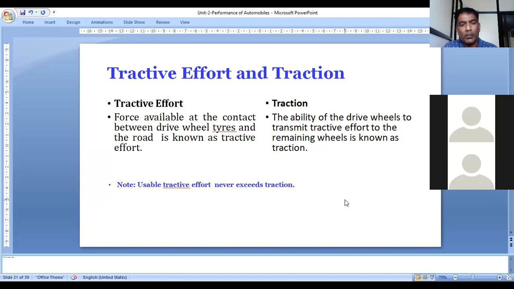This is one of the examples. You should remember one thing here: the usable tractive effort never exceeds traction. If the useful tractive effort exceeds the traction, or the grip that the rear wheels or drive wheels have, then there will be slipping. Therefore there is one condition, that usable tractive effort never exceeds the traction. So remember this.